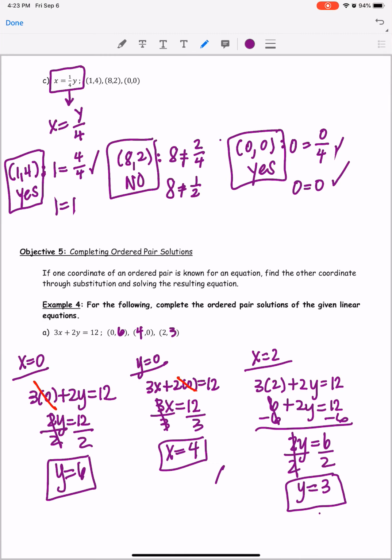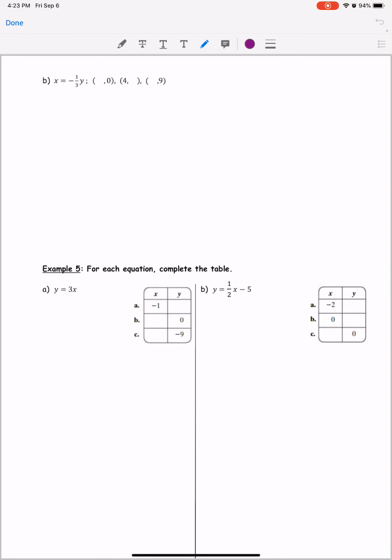Okay, let's do one more example like this one, and then we're going to kind of put it all together. On this one, same thing as what we did on that last fraction one. When they give you this fraction, we are doing 1 times y. 1 times y is y, and it's all over 3, so that 3 stays on the bottom. So this becomes x equals y over 3.